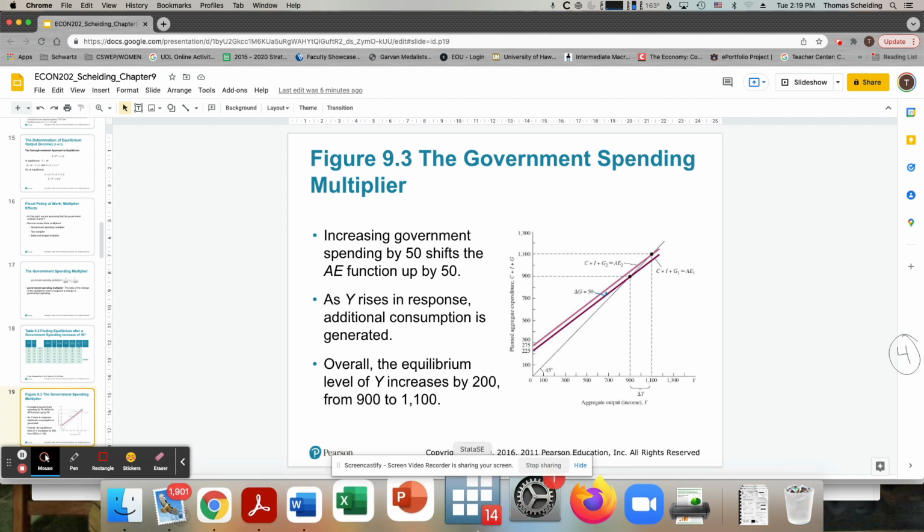And essentially, if we wanted to look at this graphically, the way we would understand this is that it shifts the aggregate expenditure function up by that amount of government spending, and that's what we see right here.